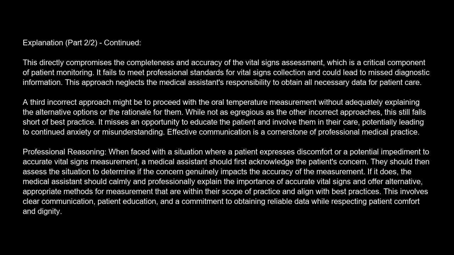Professional reasoning. When faced with a situation where a patient expresses discomfort or potential impediment to accurate vital signs measurement, a medical assistant should first acknowledge the patient's concern. They should then assess the situation to determine if the concern genuinely impacts the accuracy of the measurement. If it does, the medical assistant should calmly and professionally explain the importance of accurate vital signs and offer alternative, appropriate methods for measurement that are within their scope of practice and align with best practices. This involves clear communication, patient education, and a commitment to obtaining reliable data while respecting patient comfort and dignity.